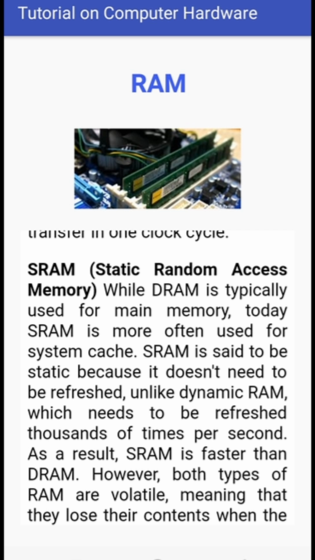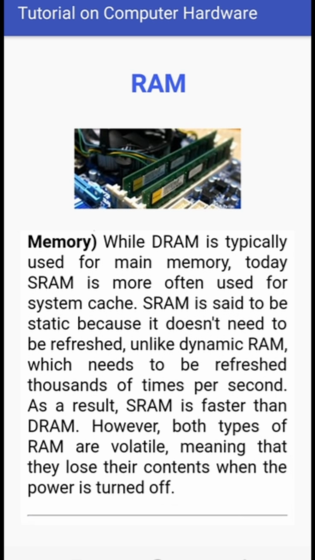SRAM, static random access memory. While DRAM is typically used for main memory, today SRAM is more often used for system cache. SRAM is said to be static because it does not need to be refreshed, unlike dynamic RAM, which needs to be refreshed thousands of times per second. As a result, SRAM is faster than DRAM. However, both types of RAM are volatile, meaning that they lose their contents when the power is turned off.